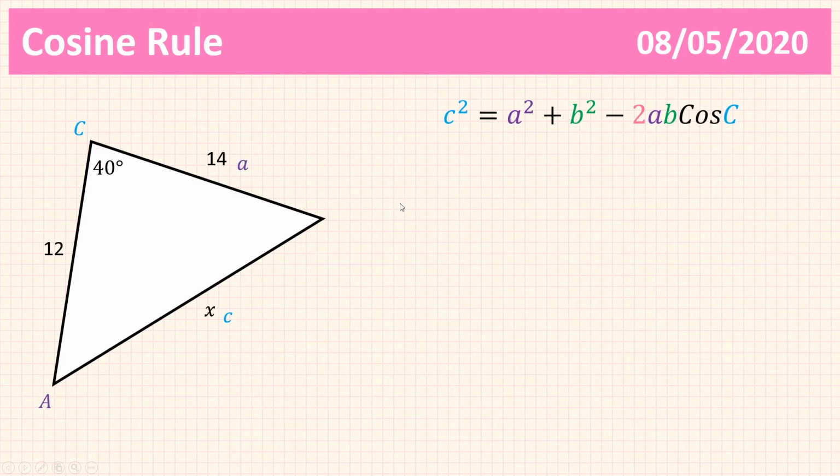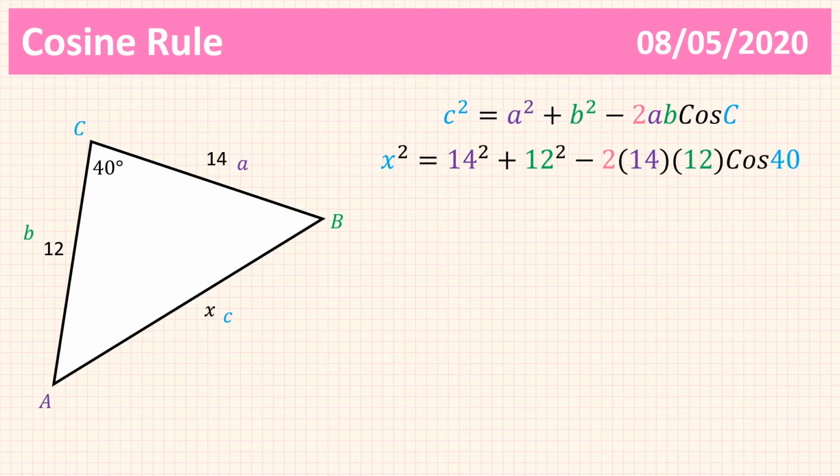So we're going to label 14 as a and 12 as b, and then we're going to substitute in our values. All I've done is taken my equation and substituted in our values. So instead of c, I've written x, instead of a, I've written 14, and instead of b, I've written 12. And I've done that throughout the whole question. And obviously, instead of cos C, I've written cos 40 because our angle is 40 degrees.